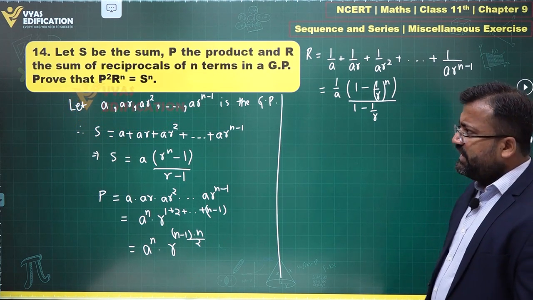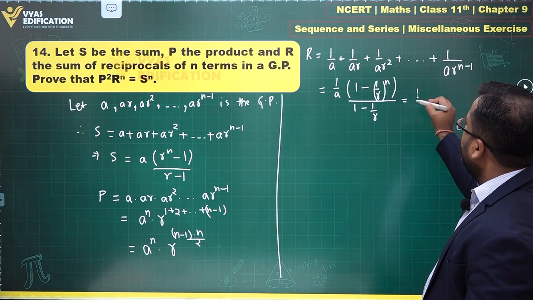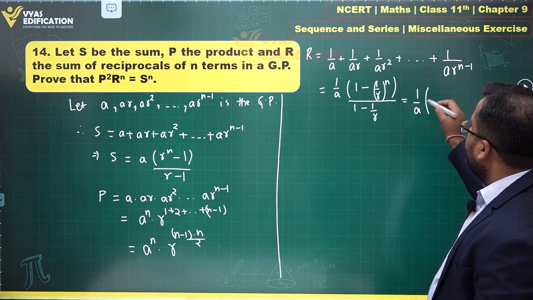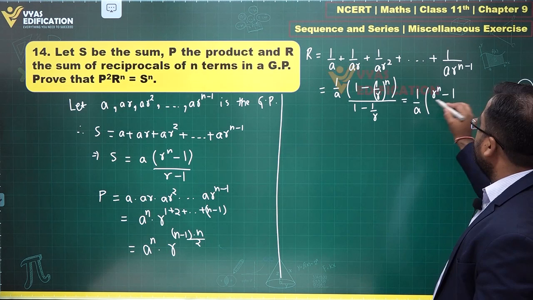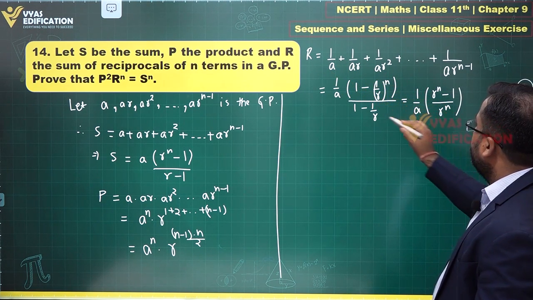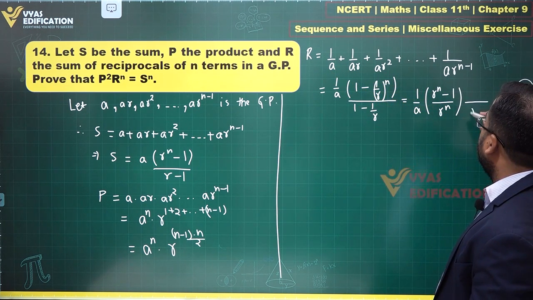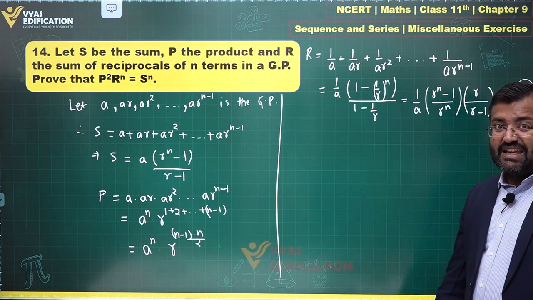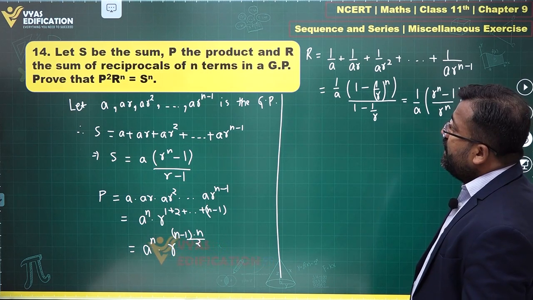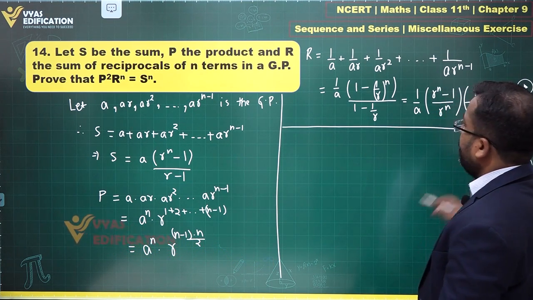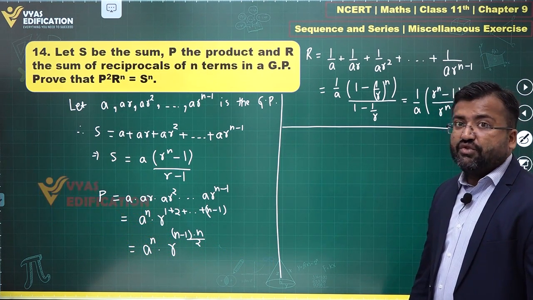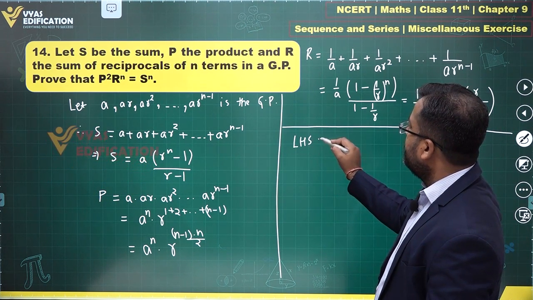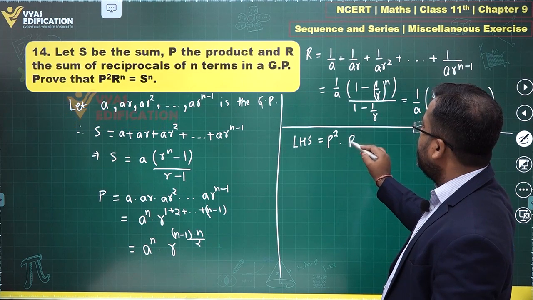Can I simplify this further? Yes. 1 upon A is okay. This is 1 minus 1 upon R power n, which is R power n minus 1 upon R power n. This is R minus 1 upon R. This is what you get. Capital R is this. And we are supposed to prove P square times R power n is equal to S power n. So, LHS is equal to P square times R power n.